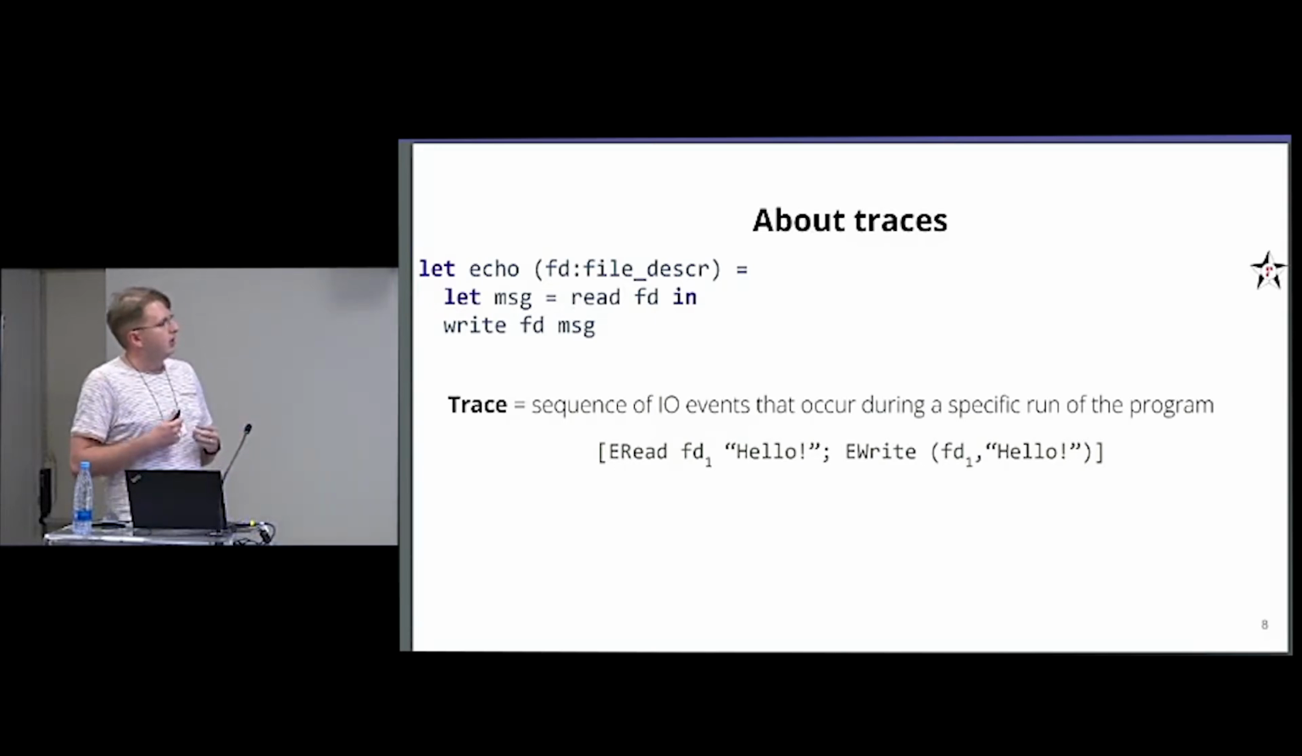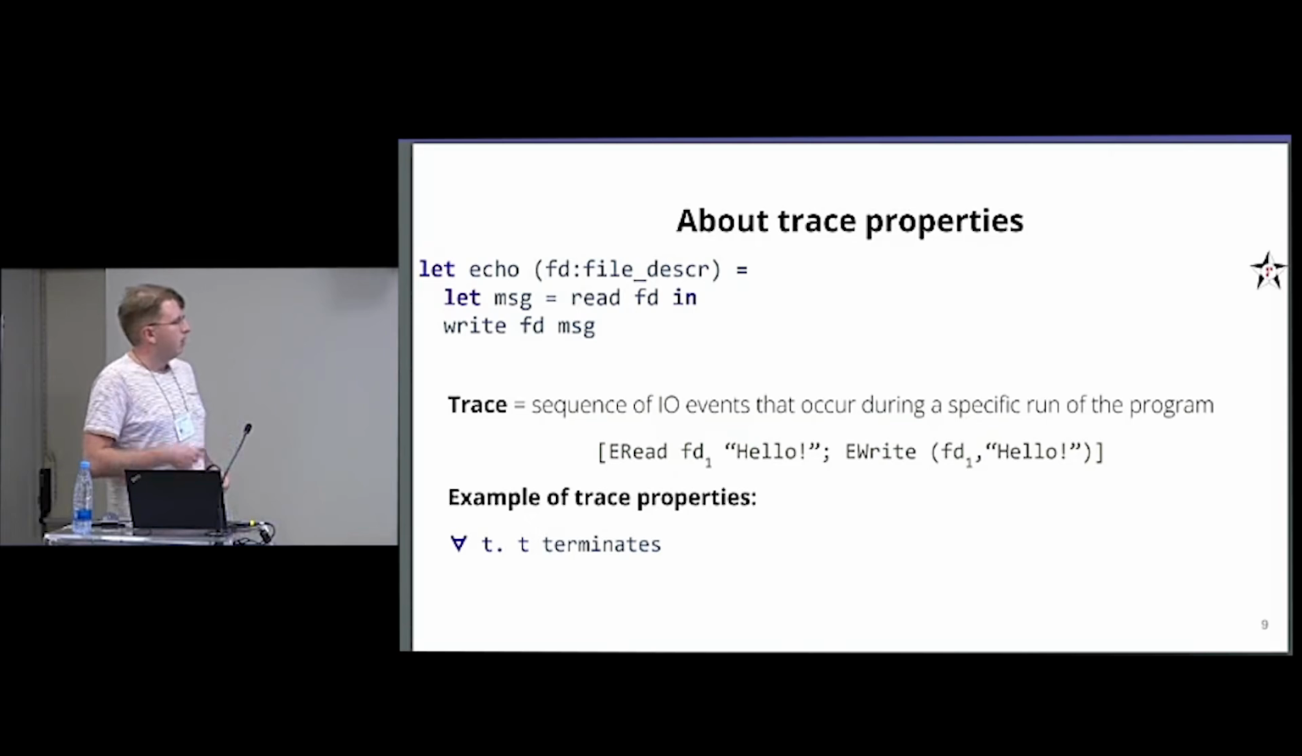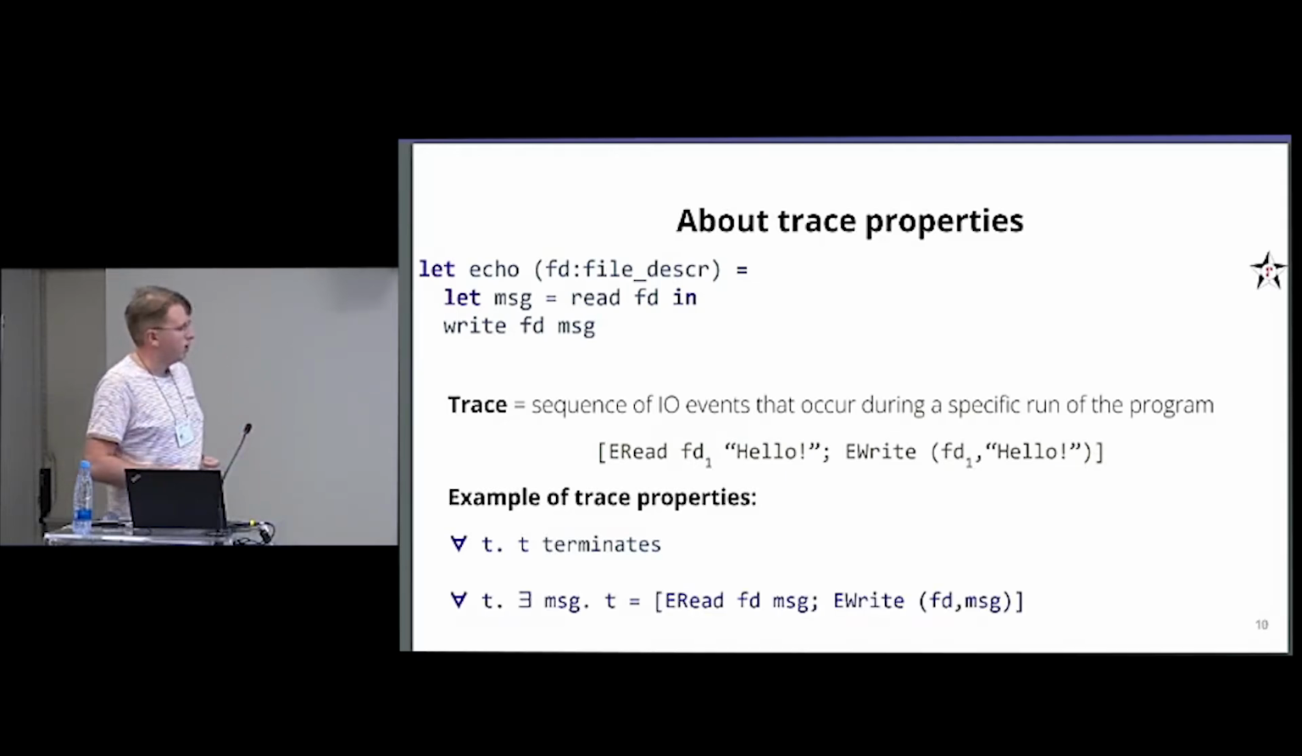And we say that the program respects a trace property if all its traces respect the trace property. For example, this is a simple trace property that says that all the traces of echo terminate. And one more precise trace property is this one that says that the traces of echo are exactly two events, a read and a write from the file descriptor given as argument. Yeah, and the message read is also the message written.